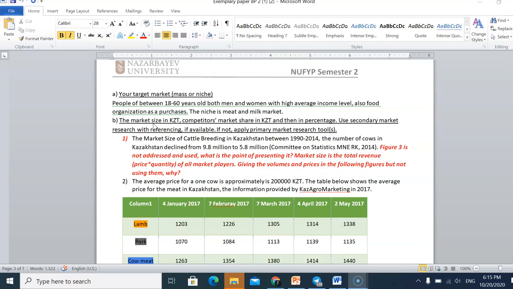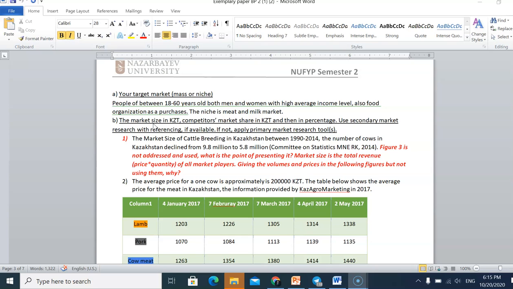Now, the second question is about market share. Market share is the portion of the whole market size that your company takes. Market size is usually measured in absolute values, in tenge or in dollars. The market share usually is measured in percentage. So say that the market size is 1 billion. If you are generating 100 million tenge of revenue per year, then that's going to be 10% of the market size that you occupy.